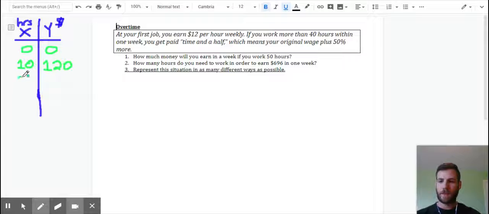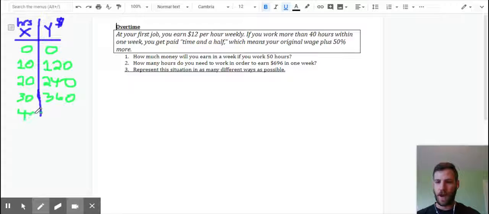And then I can do the same thing for 20 hours. That's $240 for 20 hours. I could do 30 hours. That would be $360. And then finally, a full 40-hour full-time job would get me $480 from my hourly wage at this job.